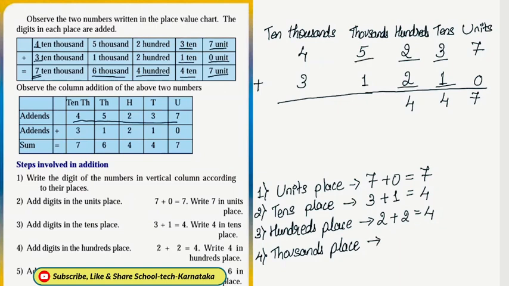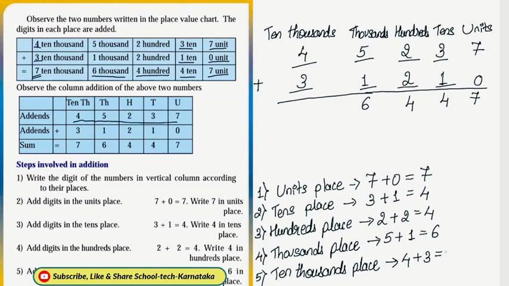At thousands place we have 5 and 1. So that is 5 plus 1. We get 6. So we write 6 at thousands place. And our last step is to add the digits at 10,000s place. So at 10,000s place we have 4 and 3. That is 4 plus 3 is equal to 7. So we write 7 at 10,000s place.